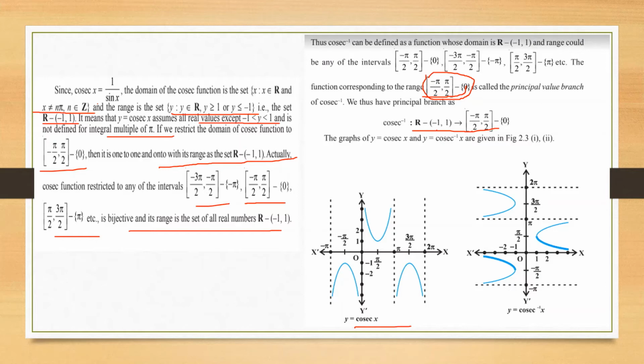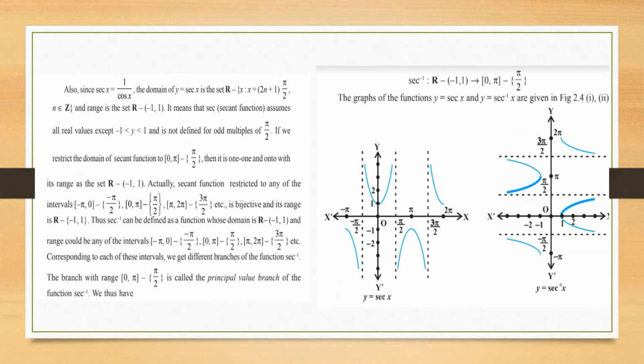Again, secant is 1 upon cos x, the domain is R minus the set of x such that x is an odd multiple of pi by 2, for n belonging to Z, and the range is again R minus the open interval -1, 1. It means it assumes all values except those between -1 and 1, and again is not defined for odd multiples of pi by 2, right? And if we restrict the domain of the secant function to the closed interval 0 to pi minus pi by 2, then it becomes both one-one and onto, and the range is again R minus the open interval -1, 1.